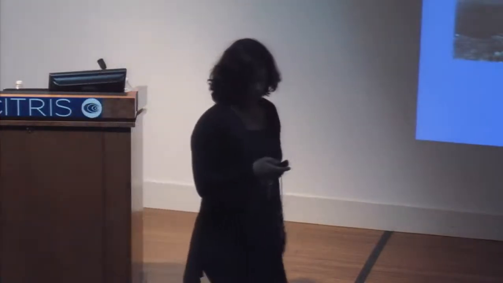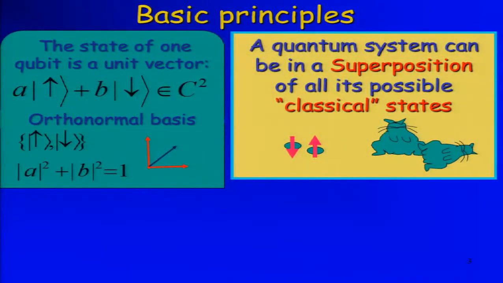So let's review the basic principles of quantum mechanics that we say we don't understand. There are two such basic principles I want to focus on. One is the superposition principle, which says the highly counterintuitive thing that a quantum system can be in a superposition, a linear combination of all its possible classical states. For example, a spin that can point up and down can also be in a linear combination of those states. And likewise, a cat can be both dead and alive at the same time.